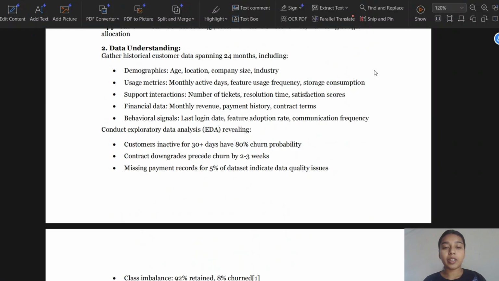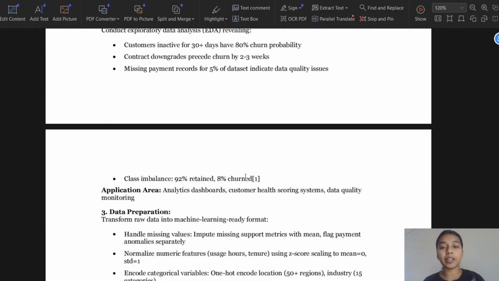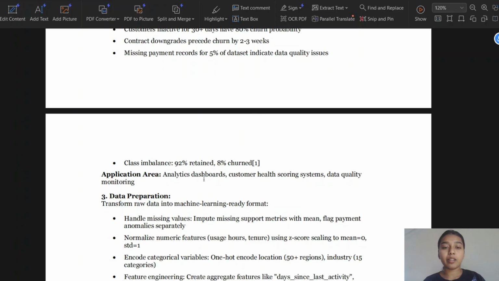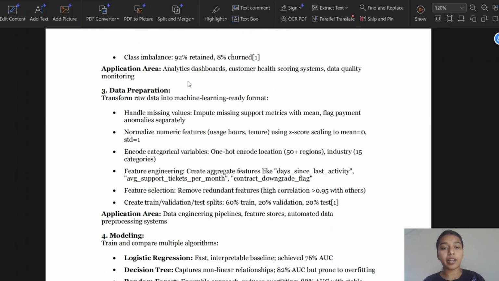Behavioral signs: fifth, customers inactive for 30 plus days have 80% churn probability. Contract downgrades precede churn by 2 to 3 weeks. Missing payment records for 5% of the data set indicate data quality issues. The application areas would be data analytics dashboards, customer health scoring systems, and data quality monitoring.